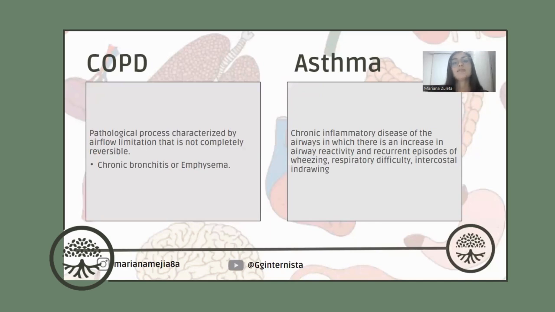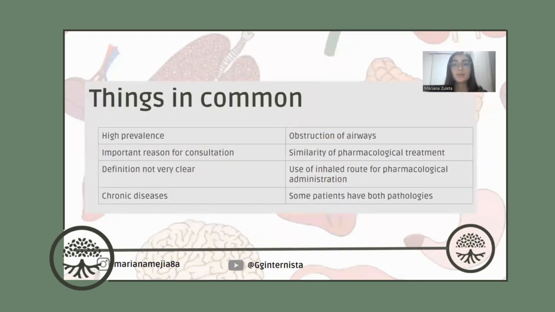Asthma is an inflammatory disease of the airway in which a chronic process occurs, with an increase in the reactivity of the airway and recurrent episodes of wheezing, respiratory difficulty, intercostal indrawing, cough, and chest tightness, especially at night and in the morning. We have some things in common: both pathologies have high prevalence, both are an important reason for consultation, both definitions are not clear, both are chronic diseases, they have similarity of pharmacologic treatment, like the use of inhaled routes of pharmacologic administration, and some patients have both pathologies.